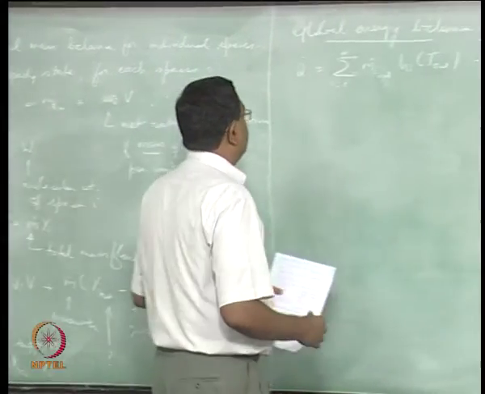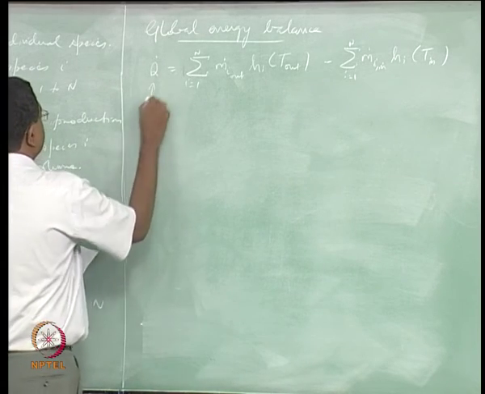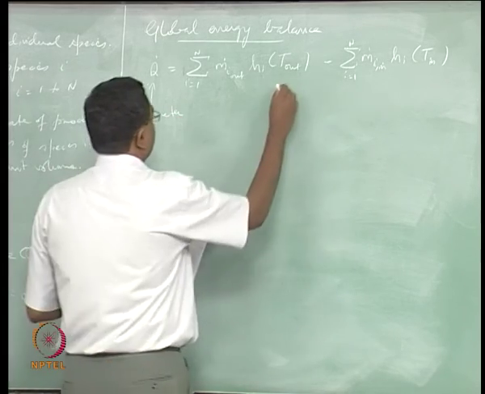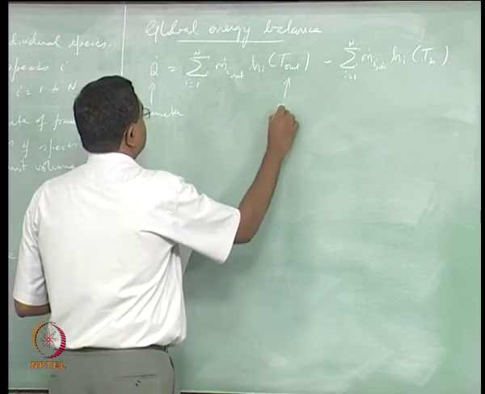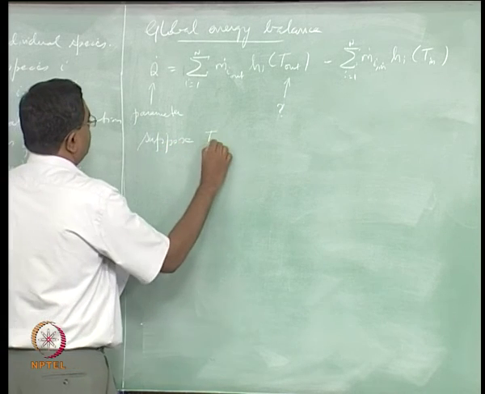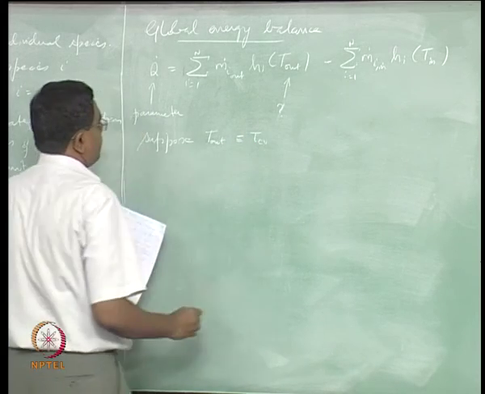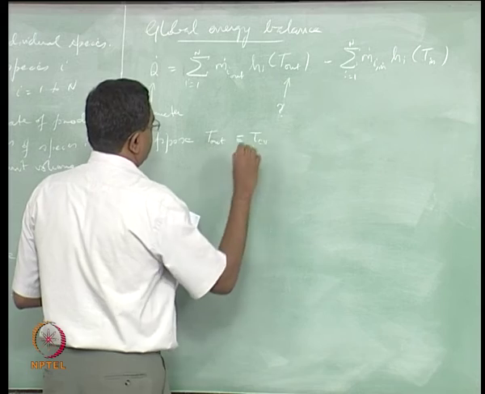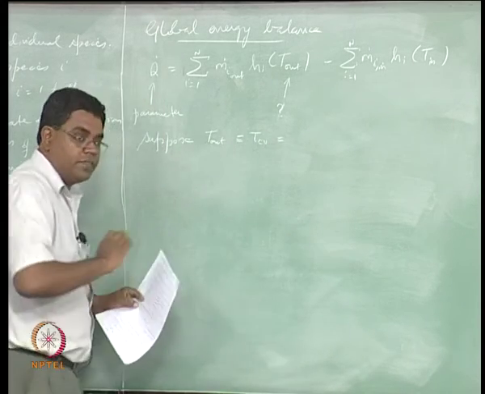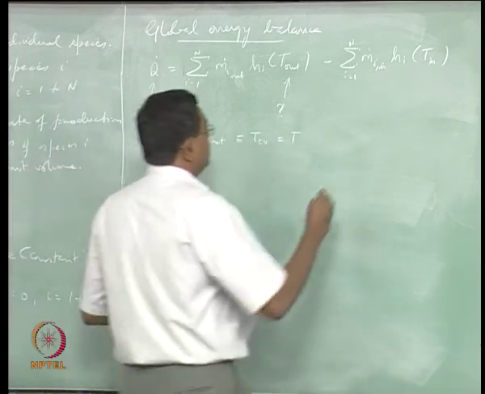So here you want to now say this is a parameter and this is what we want to try to find out, and we suppose T out is identically equivalent to T CV, which is the temperature in the control volume, because we can't distinguish, and that would be equal to C. This is given.